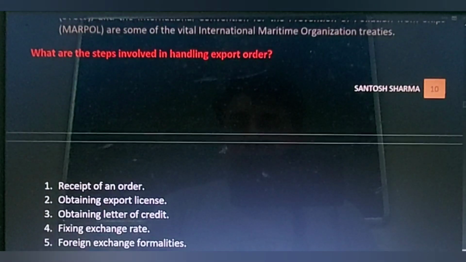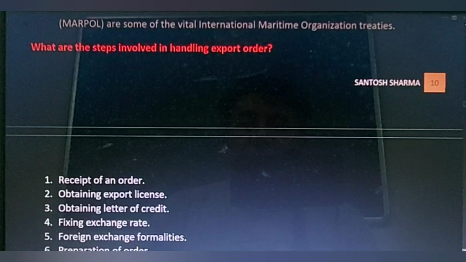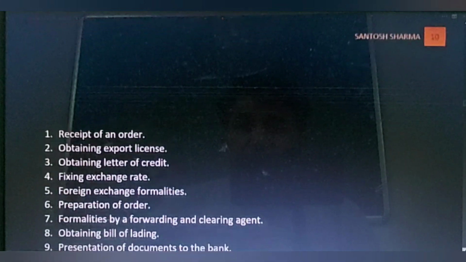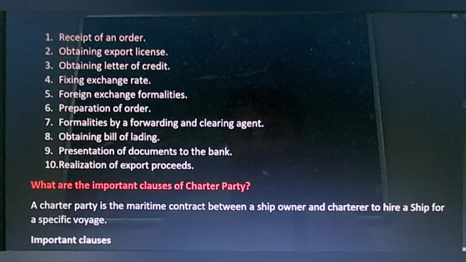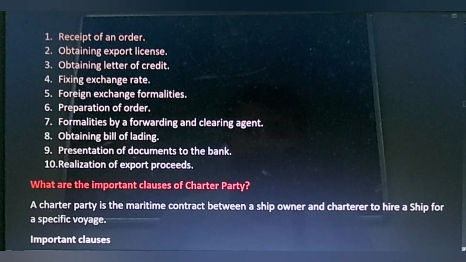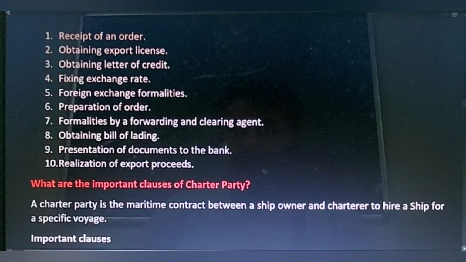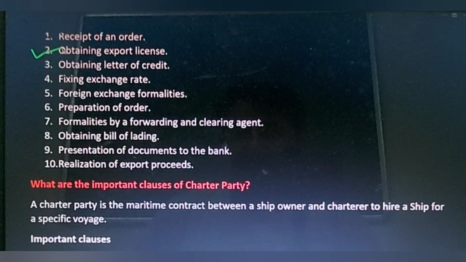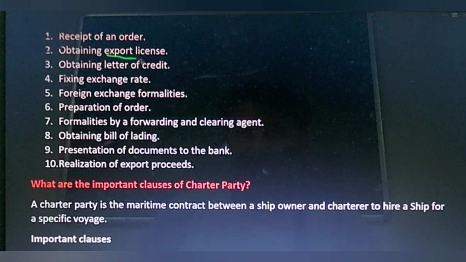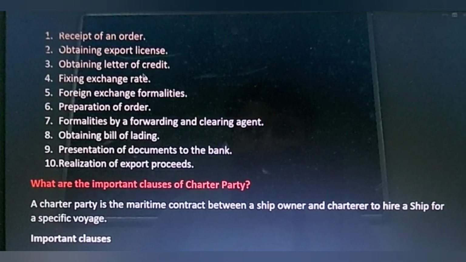Let's move on to the next question. What are the steps involved in handling an export order? If you are an exporter and you have got an order to export, how will you proceed with your export, right? First you will receive the order, receipt of an order, then you will obtain an export license, because without this license you cannot do exports.